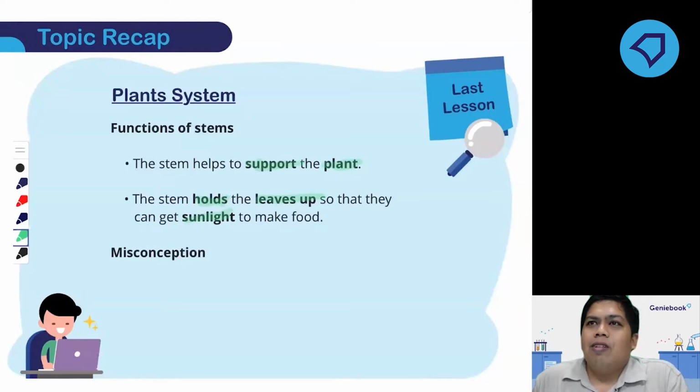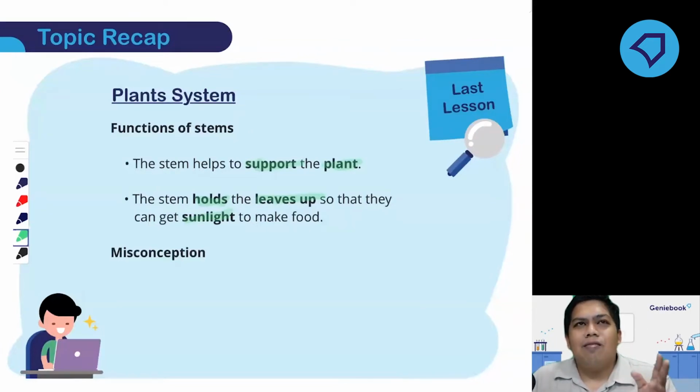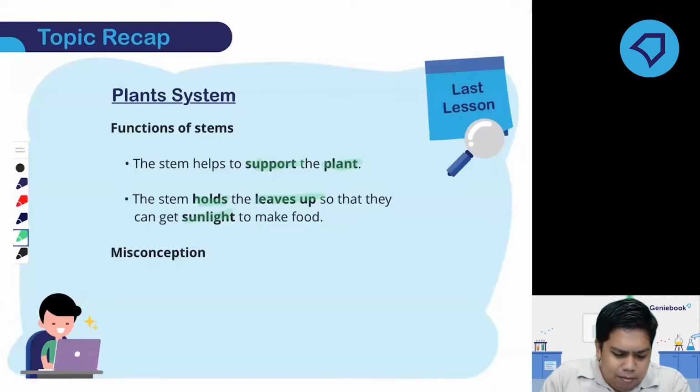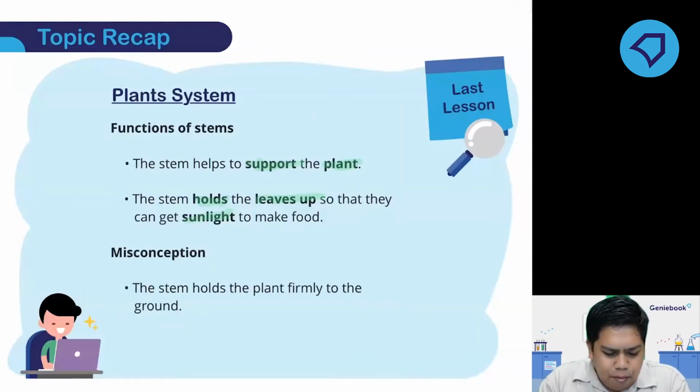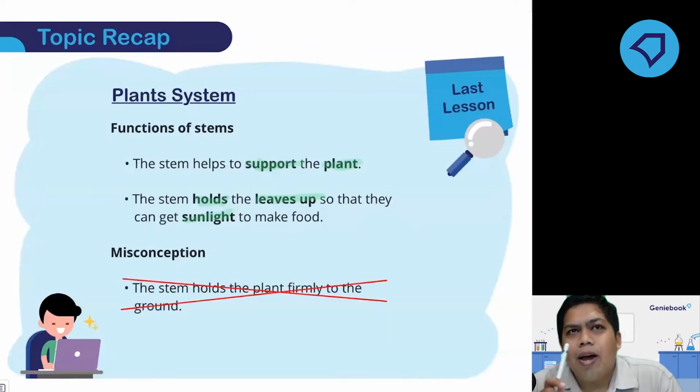Anyone knows what's the misconception for stems? Any misconception? Okay, yes. So like I mentioned just now, usually some students will confuse the function between roots and stems, these two. So the misconception over here is the stem holds the plant firmly to the ground. That's not the job of the stem, but that is actually the job of the roots.